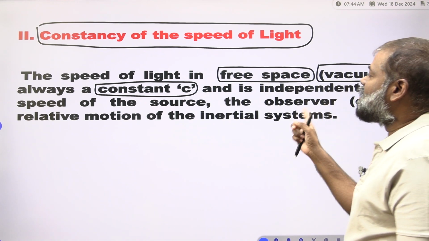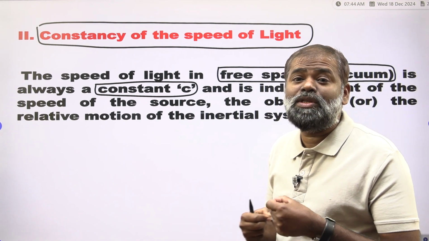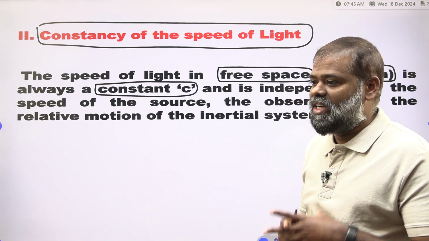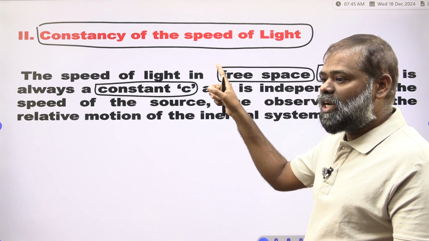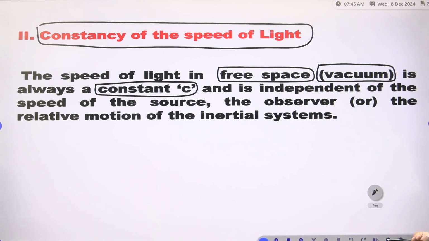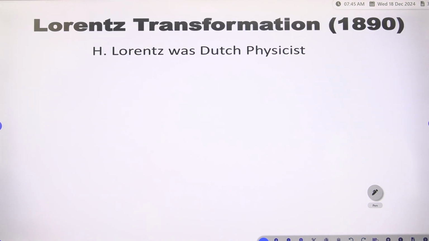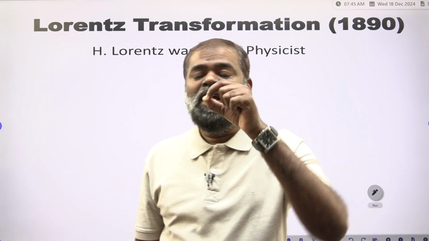Clear? This statement we call the second postulate of the special theory of relativity. Once again, the speed of light in free space or vacuum is always a constant and is independent of the speed of the source, the observer, or the relative motion of the inertial system. This is the second statement of the Einstein postulate.